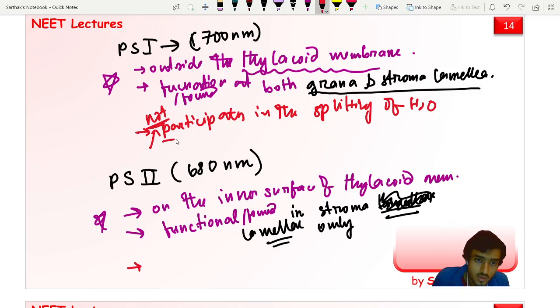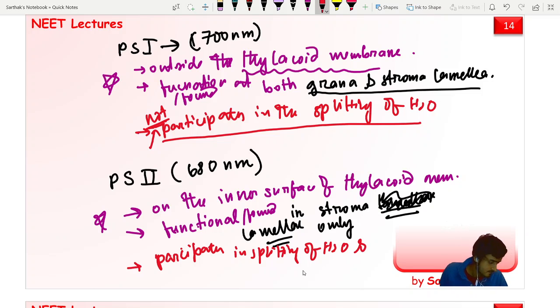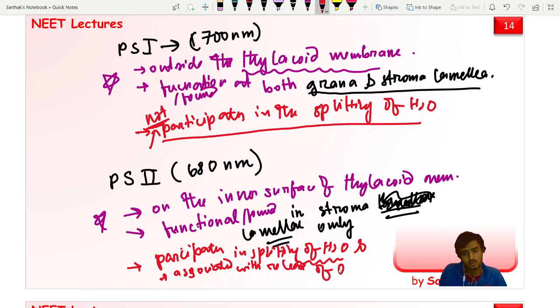This photosystem 1 is not participating in the splitting of water, and photosystem 2 participates in the splitting of water, and it is also associated with the release of O2, because normally when water is split, O2 is born as a byproduct. So PS2 participates in the splitting of water and is associated with the release of O2, and PS1 is not participating in the splitting of water. These are the main points here.